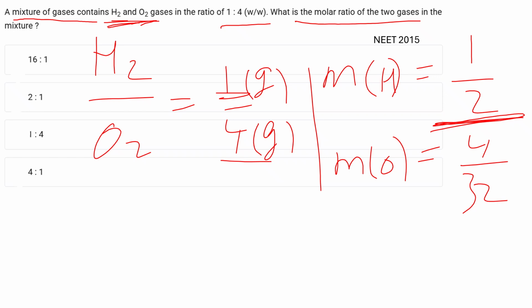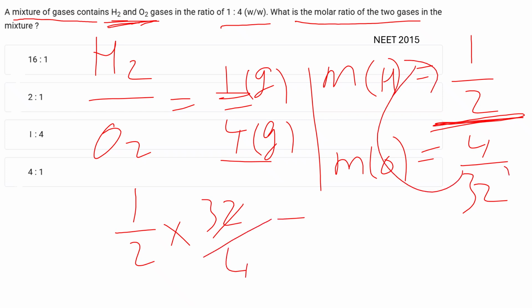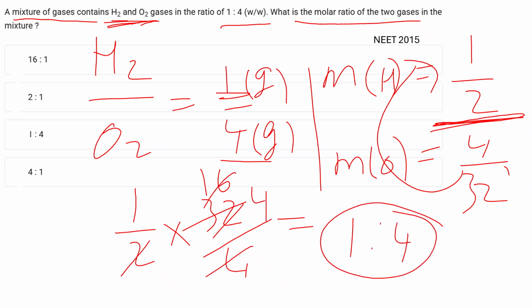Very simple. If we take the ratio from these two, what is the answer? Simple: 1 by 2 multiplied by 32 by 4, and this goes upward. 16, 4, so 1 is to 4 is the answer. Very simple. 1 is to 4 is the answer. So option C is the answer. The first problem is a very difficult problem, but the other problems are very simple.